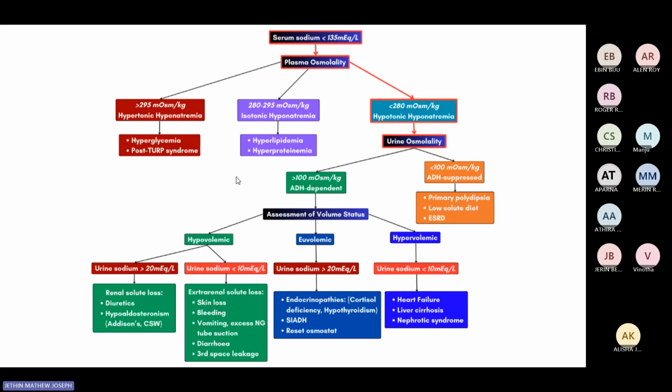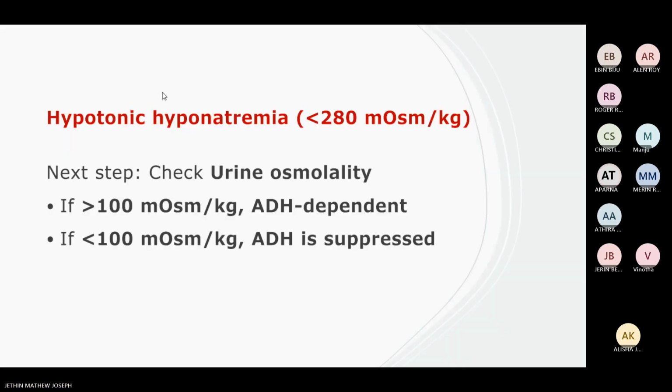So the next step is to measure urine osmolality. The patient has hypotonic hyponatremia. If urine osmolality is more than 100, we call the hyponatremia ADH dependent. If it's less than 100, we say that ADH is suppressed. When you say the hyponatremia is ADH dependent, what we are trying to say is that ADH is active, ADH is acting.